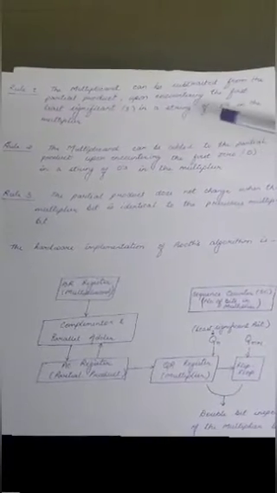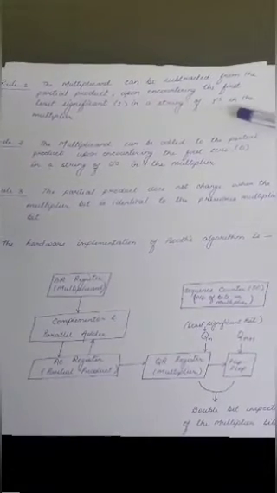The first rule says that the multiplicand can be subtracted from the partial product upon encountering the first least significant one in a string of ones in the multiplier. So whenever I am inspecting the multiplier bits, if the first inspected bit is 1, then in that case I need to subtract the multiplicand from the partial product.